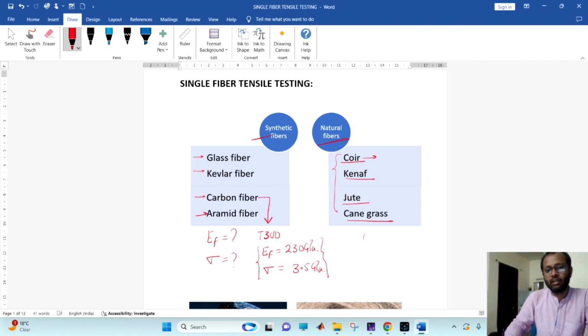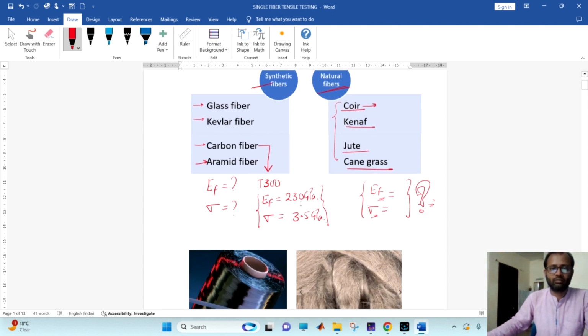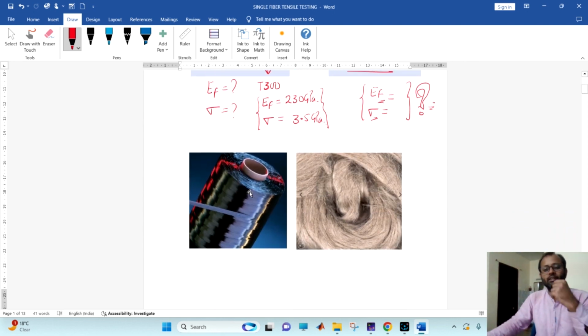Similarly, we have the E, F and sigma of the natural fiber also. So how we calculate these values, that is the main thing. I will tell you how to calculate these values, for both the glass fiber and the jute or the cane grass, any one of them. This is the bundle of the carbon fiber and this is the quinoa fiber.